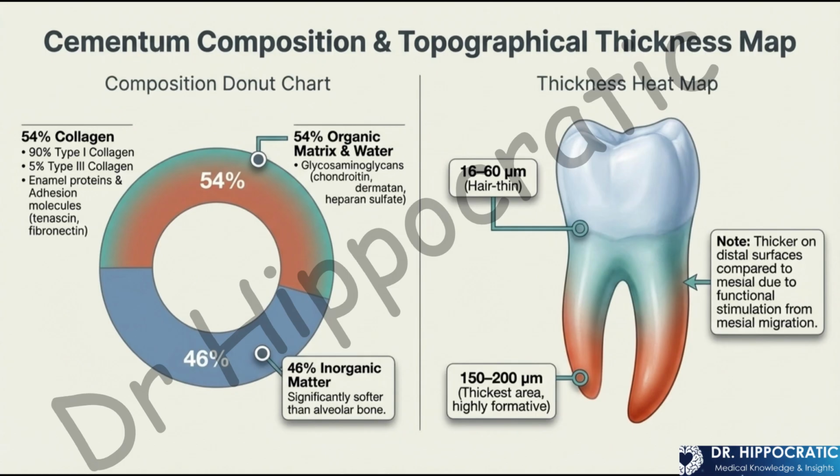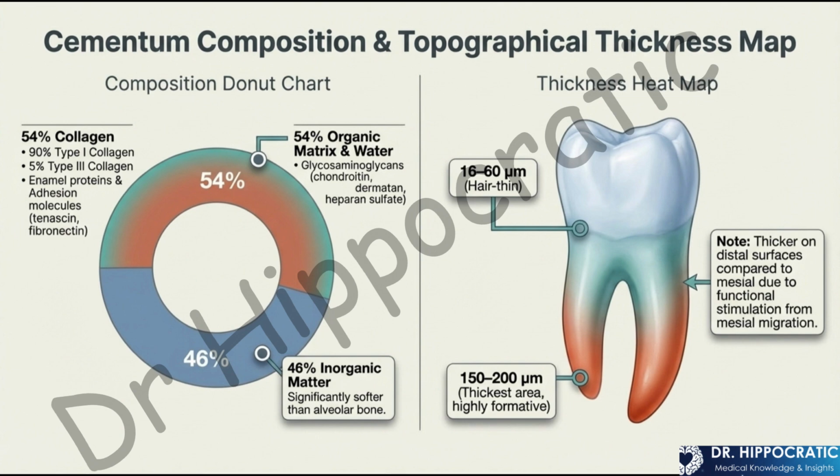Because of a phenomenon called mesial migration. Throughout your life, your teeth have a natural tendency to slowly drift forward toward the midline of your face. Oh, wow. Yeah, and as the tooth inches forward, millimeter by millimeter, it places tension on the back side of the socket. That natural tension stimulates the back surface, the distal side, to constantly produce more cementum to maintain its anchor as it moves. That is wild.